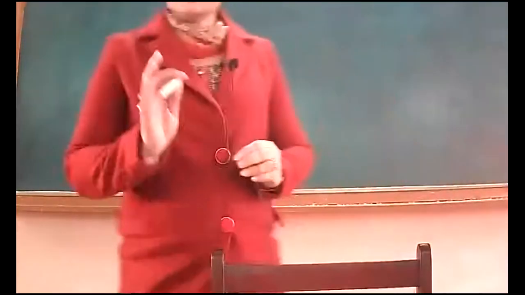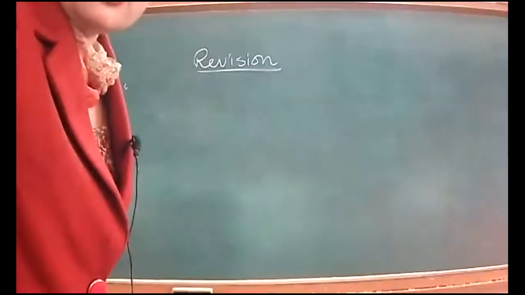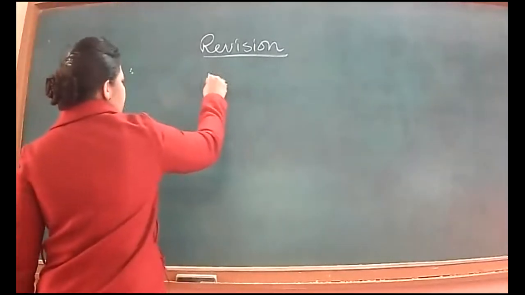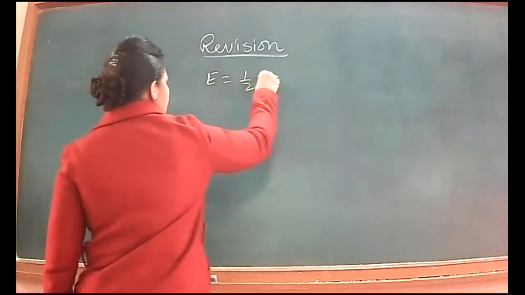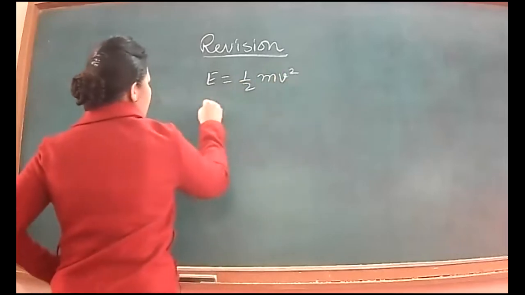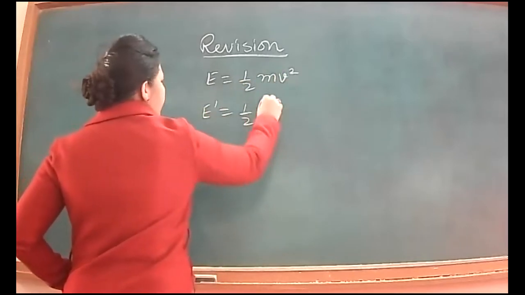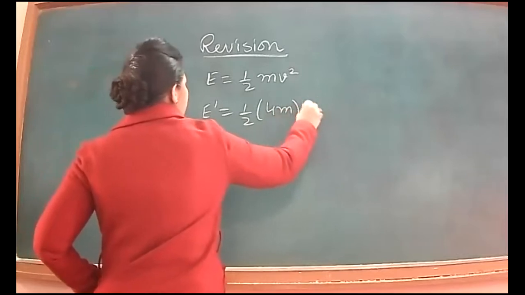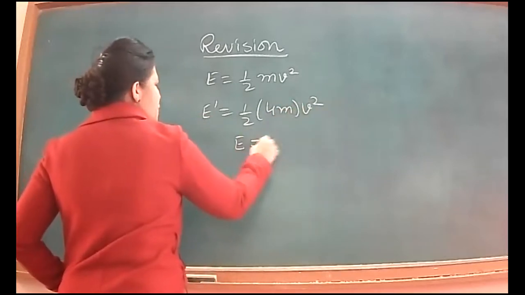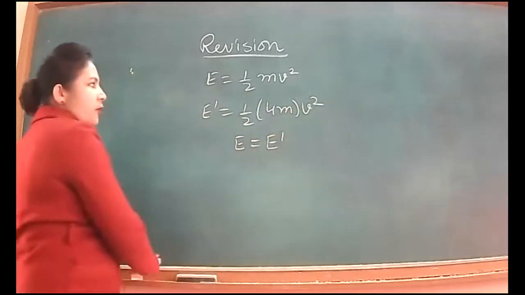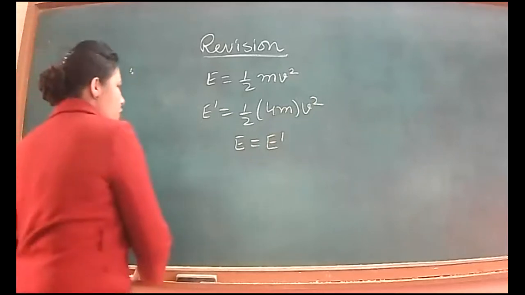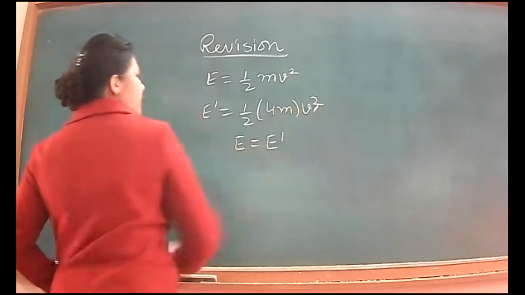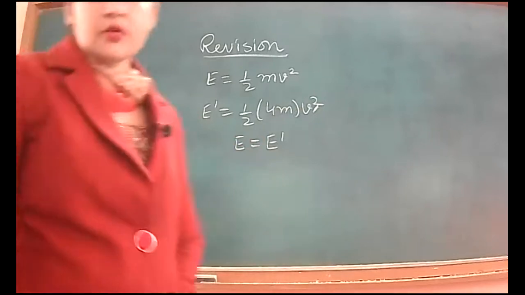Let's solve it. So for the same kinetic energy, what should be done to the velocity if the mass is made four times? At the first instant, kinetic energy was half m v squared and the new kinetic energy is half 4m v squared. Now for the energy to be the same, we will equate them and find the new velocity, new speed v dash, from here. Yes, now you can solve.